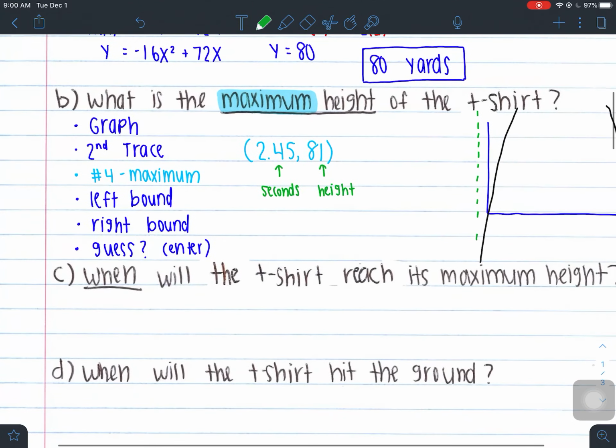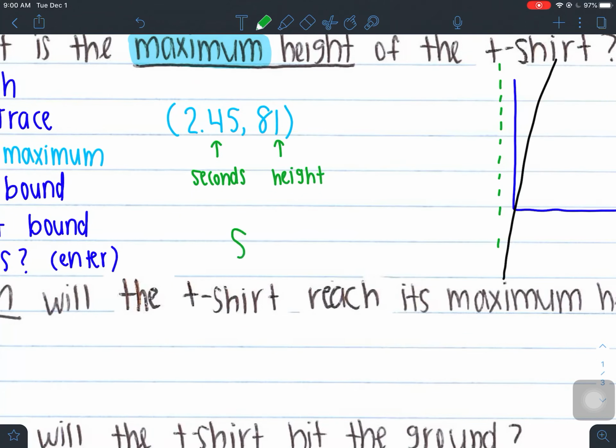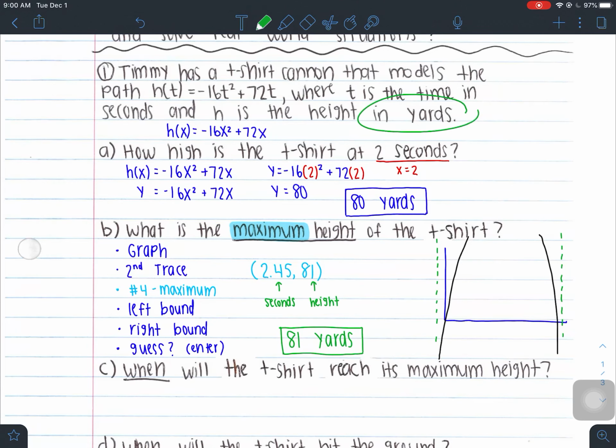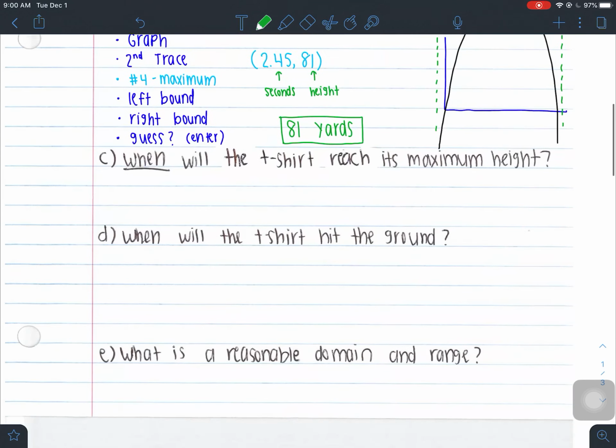Okay, they're asking for the maximum height. They don't care about the seconds. So what is the maximum height of this t-shirt? The maximum height is 81 yards. And again, if you're wondering where I got yards from, it says that the height is in yards for this problem. All right, moving on to part C.